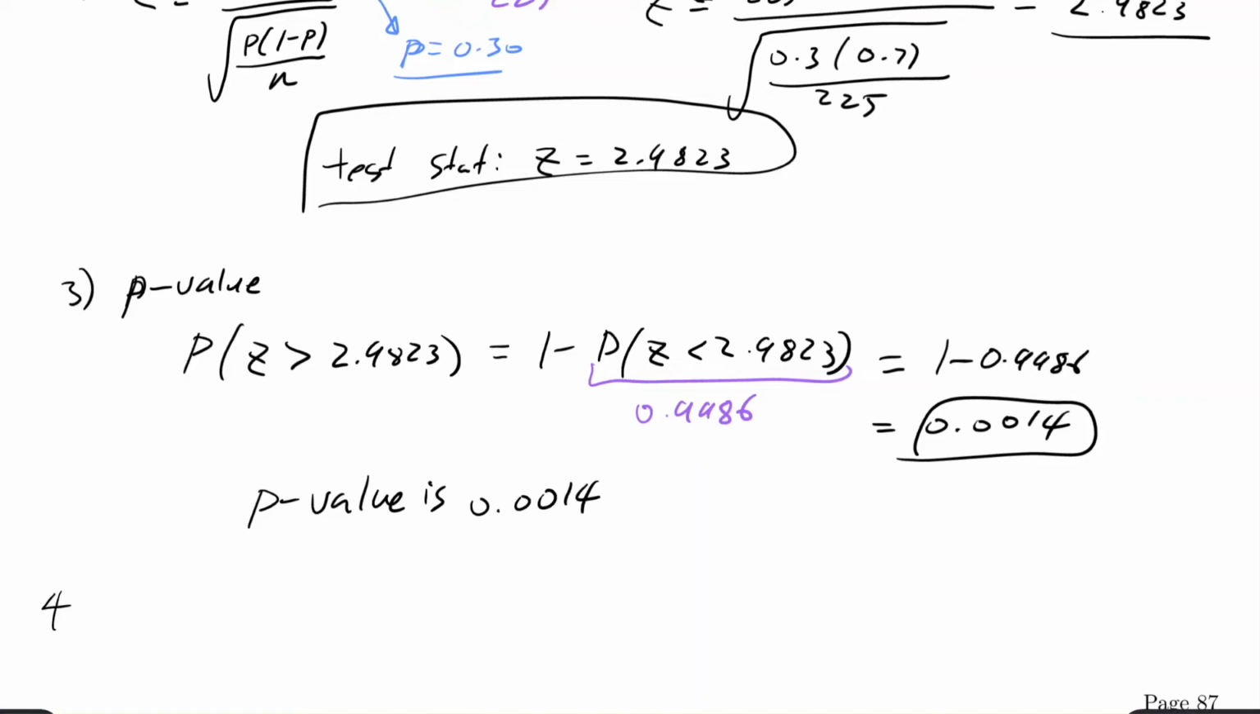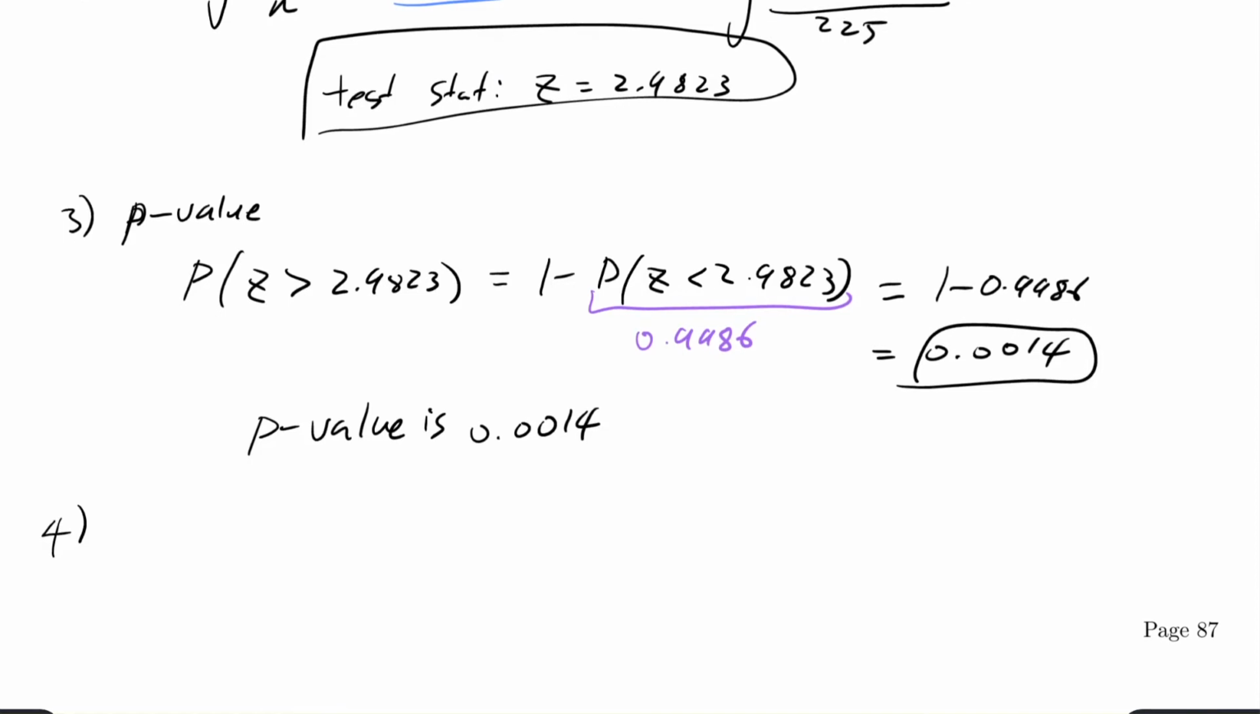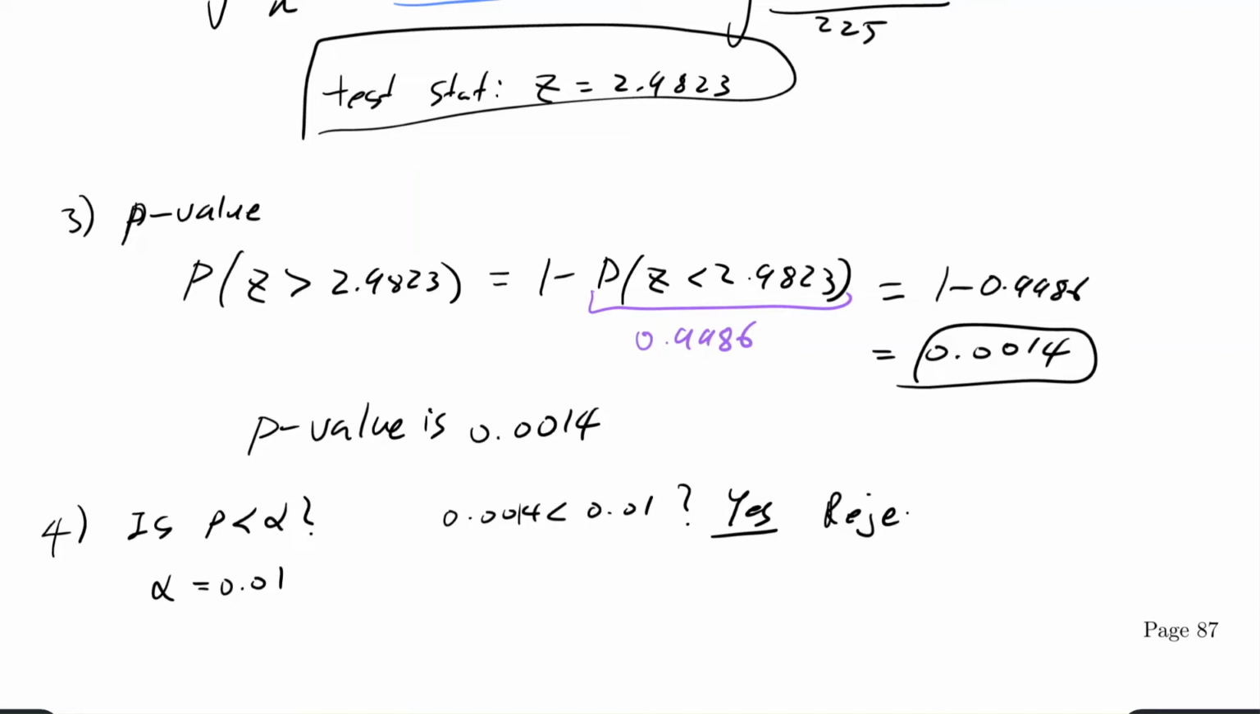And the fourth step, the same question we're always asking: is the p-value less than alpha? Well, for this problem, alpha was 0.01. Is 0.0014 less than 0.01? Yes. So we reject H naught.